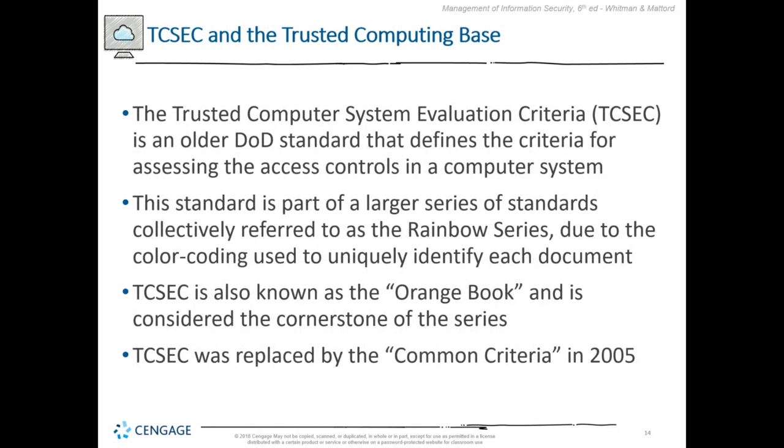Trusted Computer System Evaluation Criteria. This is an older DoD standard. It defines the criteria for assessing the access controls in a computer system. Now, this is a standard that is part of a larger set of standards known as the Rainbow Series. The TCSEC is known as the Orange Book. This is considered the cornerstone of the Rainbow Series. It's called the Rainbow Series because of the color coding that is used to uniquely identify each document. This was replaced by the Common Criteria in 2005, but you should still be aware of this.